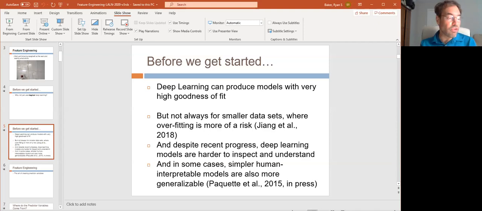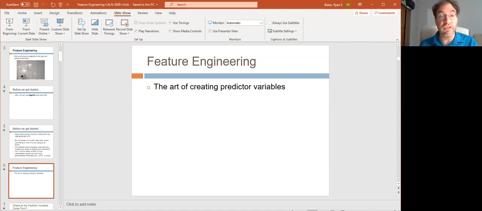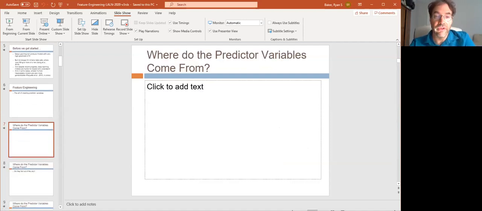But instead of spending the whole time talking about why I don't yet use deep learning for everything, I think I'd like to talk about feature engineering. Feature engineering is the art of creating predictor variables. So where do predictor variables come from, right? You know, when you're using a machine learning algorithm in Python or SAS Enterprise Miner or R or RapidMiner or Weka, you have this label you're trying to predict and you have these variables that you're predicting it from. And where do those variables come from?